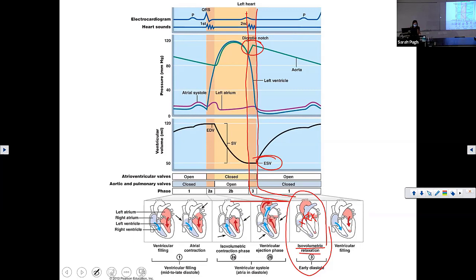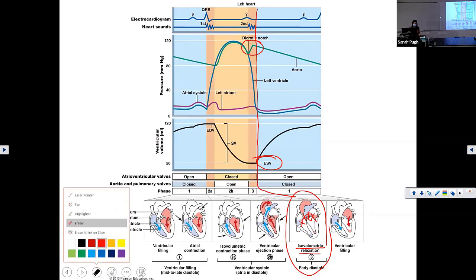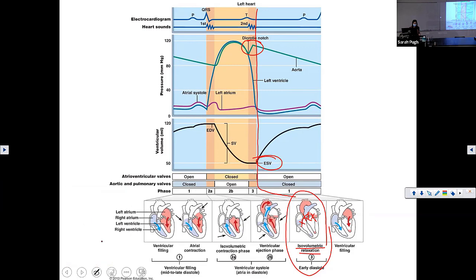And then lastly, I might have to erase my little line right here so you can see better. Lastly, at the very top, here is that T wave. So P, QRS, and T waves. P is atria contract. QRS is ventricles contract. T wave is ventricles are relaxing back out. So those all go together.